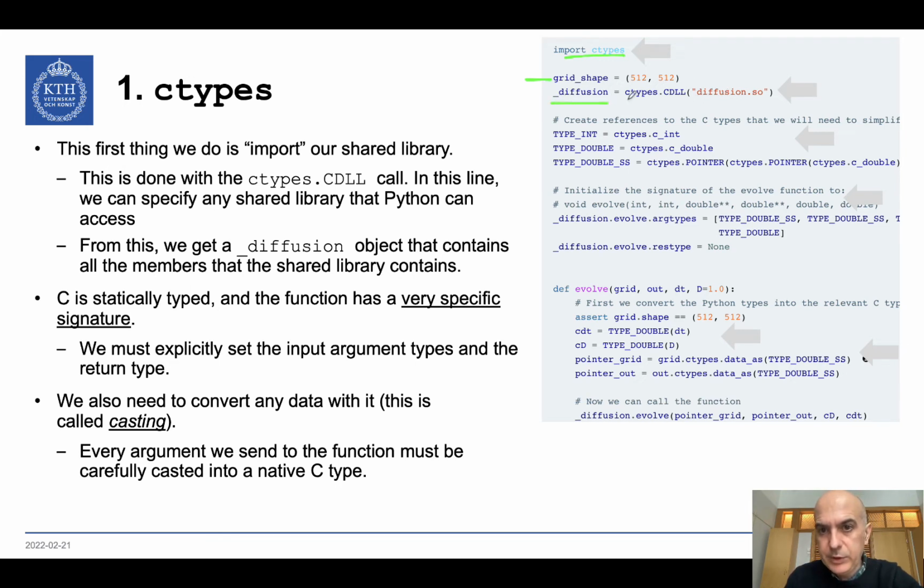So we do ctypes.CDLL, parentheses, and then the name of our library. From this call, we get this _diffusion object that contains all the members that the shell library contains. An important point that I want to make: when using ctypes, we need to take into account that C is a statically typed language, and the function has a very specific signature, typically included in the header file.